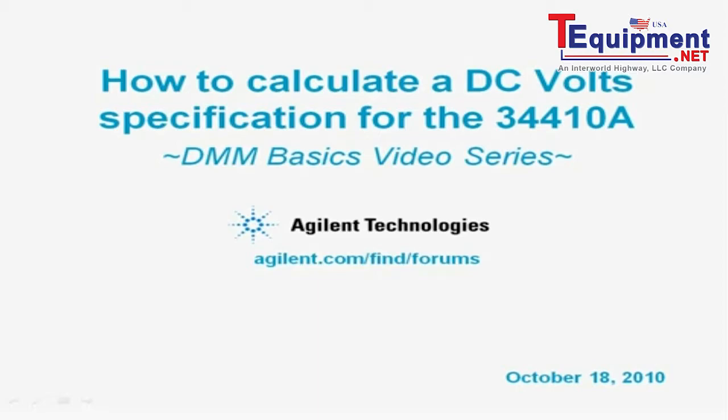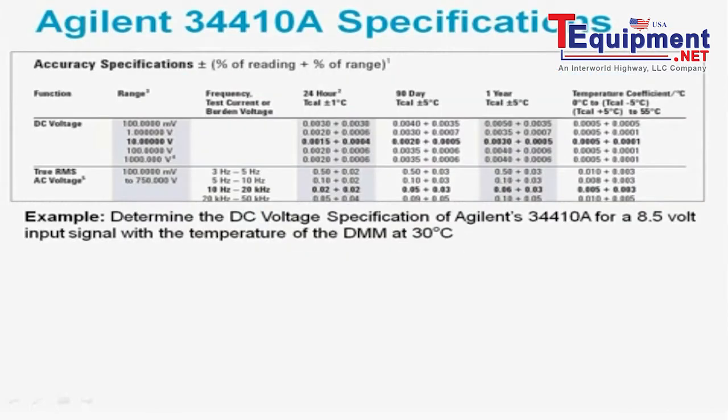This short video will show you how to calculate the DC voltage specifications for one of our popular DMMs. Our first slide shows you a segment of the datasheet for the 34410 DMM. This is showing you the specification or accuracy table for DC volts and part of our AC volts. For this example, we're going to determine the specification for DC volts for an 8.5 volt input signal. And the temperature of our DMM while we're making this measurement is 30 degrees C.